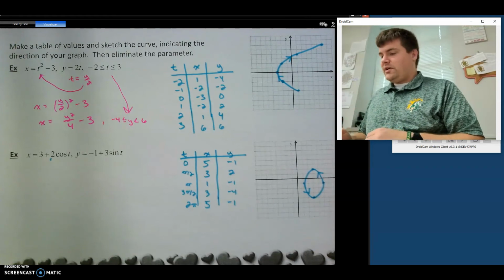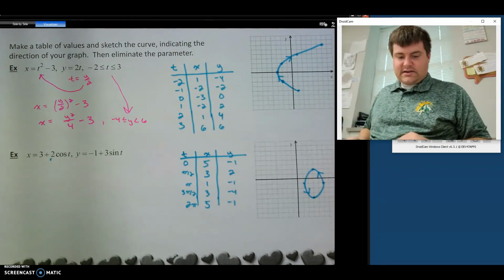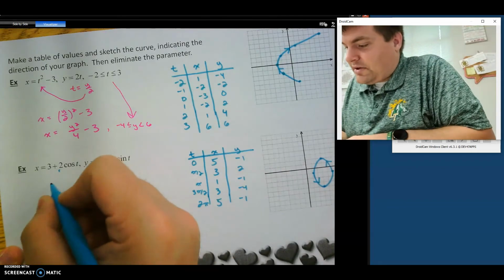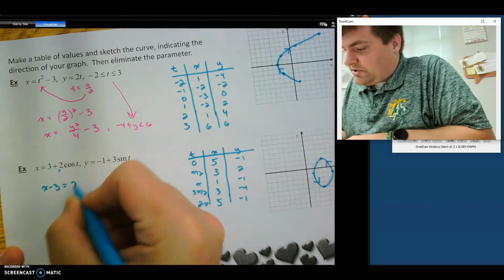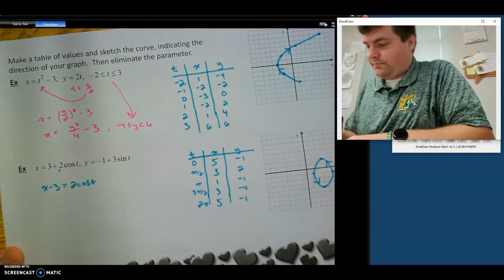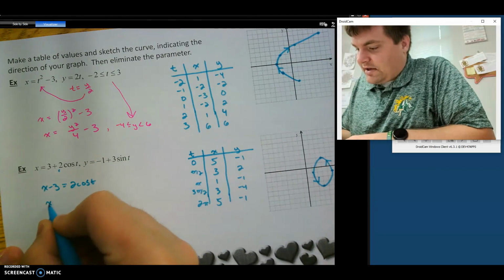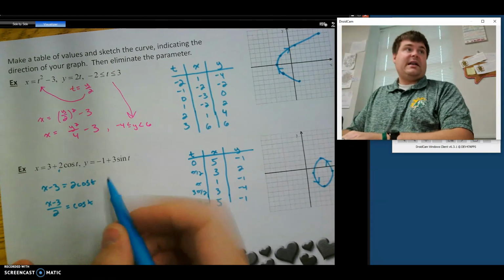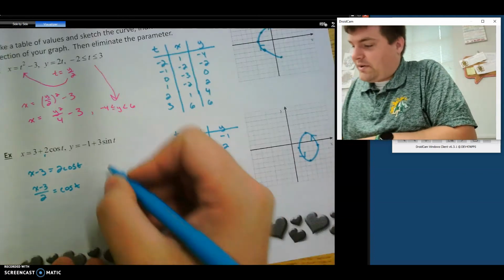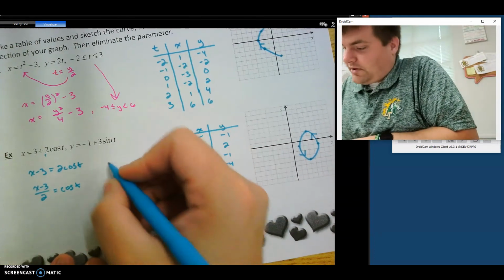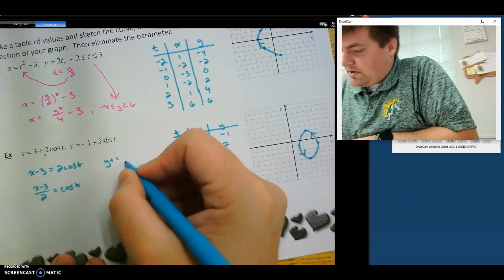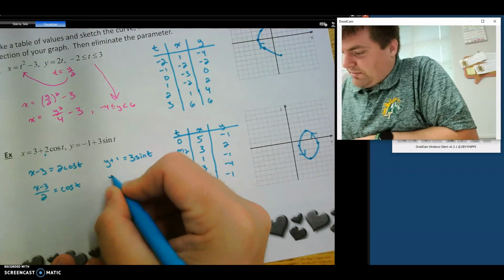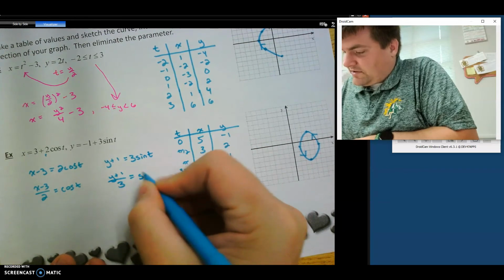So what we're going to do here is the crazy idea of solving for cosine and solving for sine. I'm going to solve for both of them. x minus 3 equals 2 cosine of t, so x minus 3 over 2 equals cosine of t. I'm going to leave that for right now. Now solve for the y one, the sine really. y plus 1 equals 3 sine t, and then y plus 1 all over 3 equals sine of t.